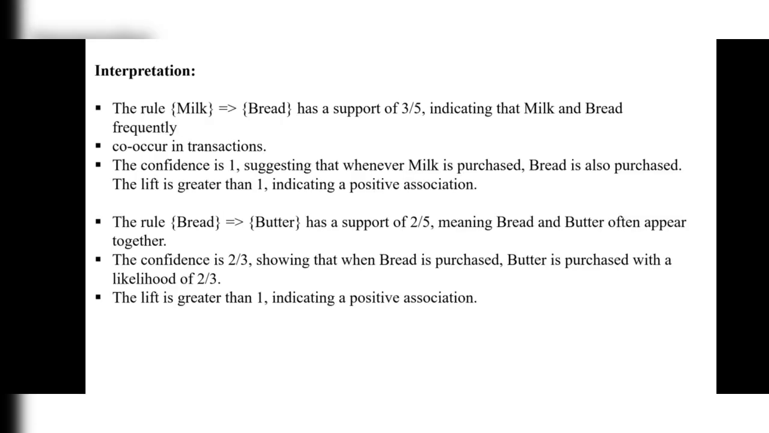Similarly, interpretation. The rule milk implies bread has a support of 3 by 5, indicating that milk and bread frequently co-occur in transactions. Okay, the confidence is 1, suggesting that whenever milk is purchased, bread is also purchased. The lift is greater than 1, indicating a positive association.